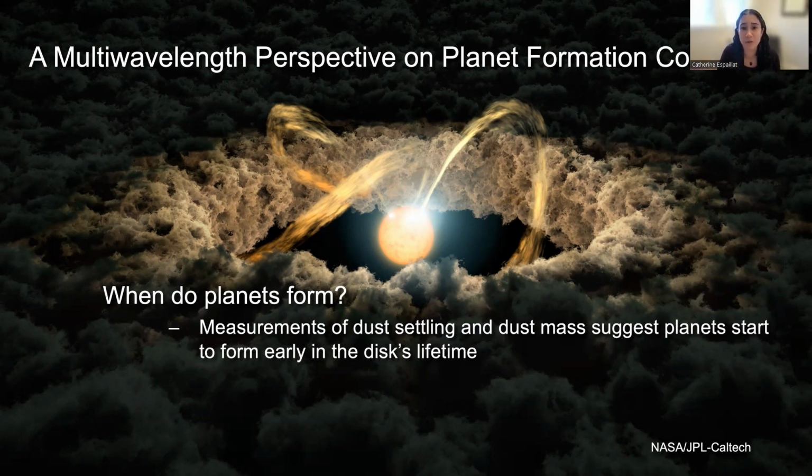So young disks show significant signs of dust settling, which is an early indicator of planet formation. As I said earlier, one of the first steps of planet formation is that grains settle to the disk midplane, and there we have a significant population of dust grains, which allows dust grain growth and therefore planet formation.